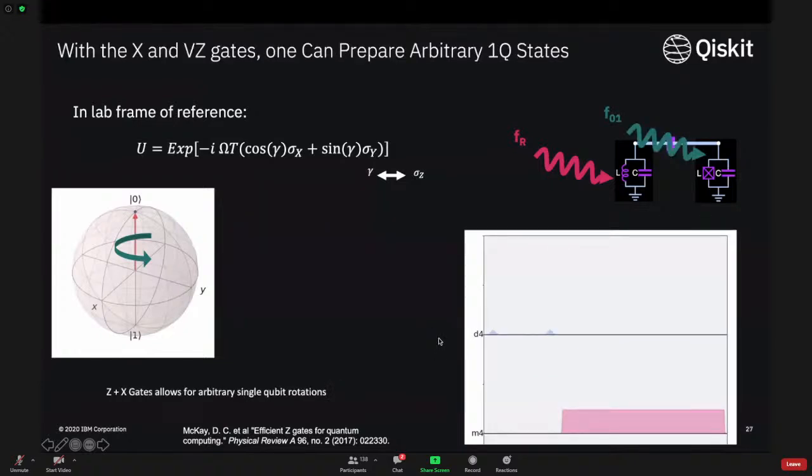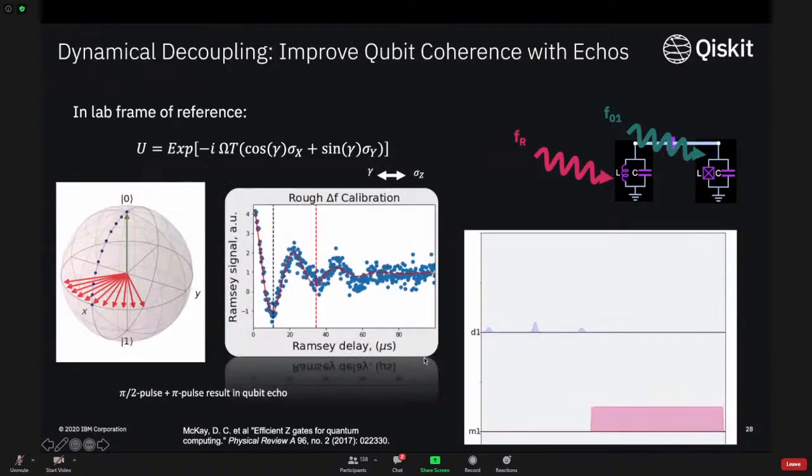Now, through the combination, say, of that pi/2 pulse with the virtual Z gate, we are now in a place where we can do arbitrary single qubit state preparation. So now I can take my single qubit, and I can place it anywhere I want on the Bloch sphere. Now, what this also allows you to do is Ramsey oscillations.